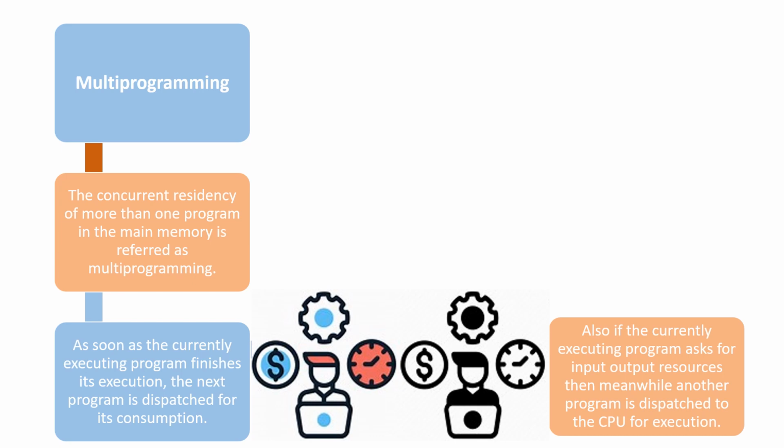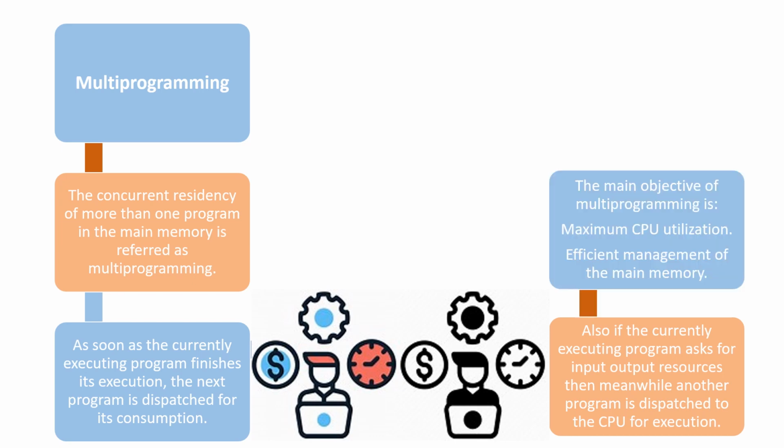Also, if the currently executing process asks for IO resources, then meanwhile another program is dispatched to the CPU for execution. That is, in the meantime, the other program takes its execution in the CPU. The main objective of multiprogramming is maximum CPU utilization, that is, the CPU should not be idle, so that it can be utilized maximally. Efficient management of the main memory is also done using multiprogramming.